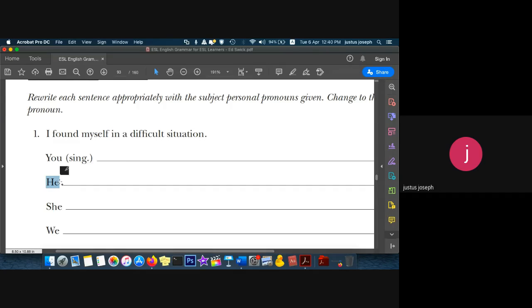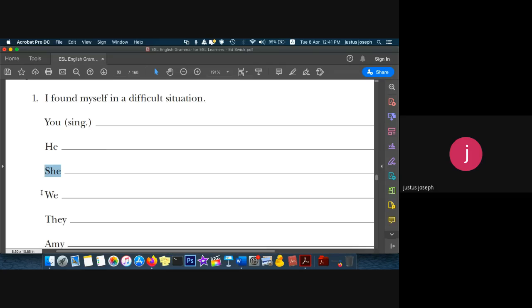Change it to he. He found himself. She found herself. We found ourselves. They found themselves. Amy found herself. Herself, yes. Okay.